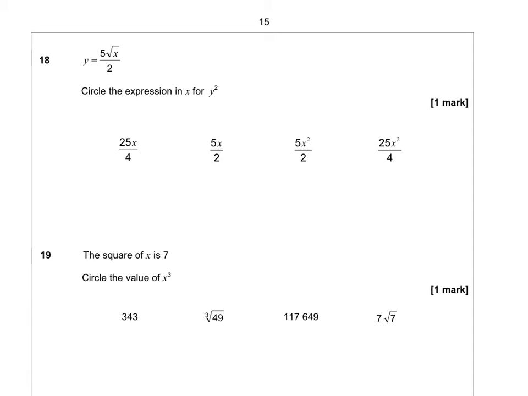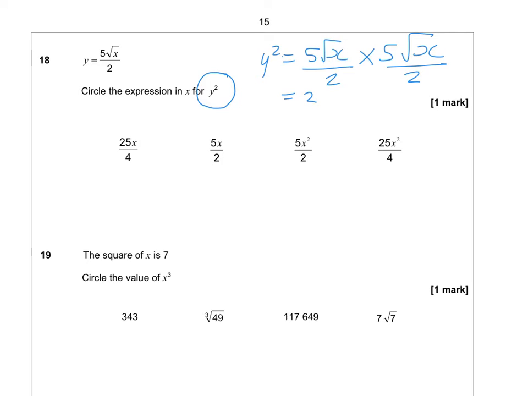Question 18. Y equals 5 root x over 2. Circle the expression in x for y squared. So y squared would equal 5 root x over 2 multiplied by 5 root x over 2, which gives us 25x over 4, this answer here.